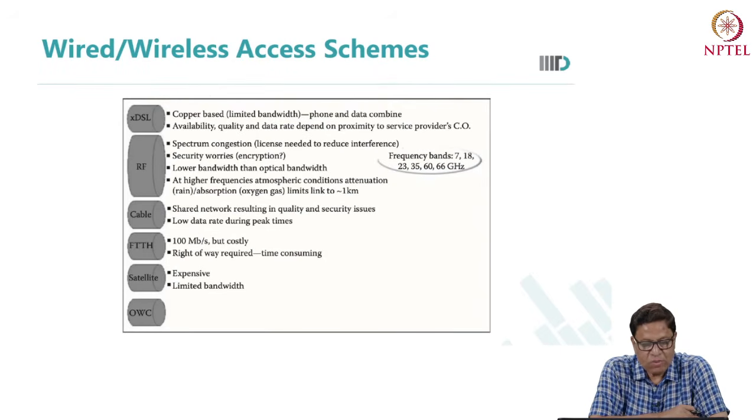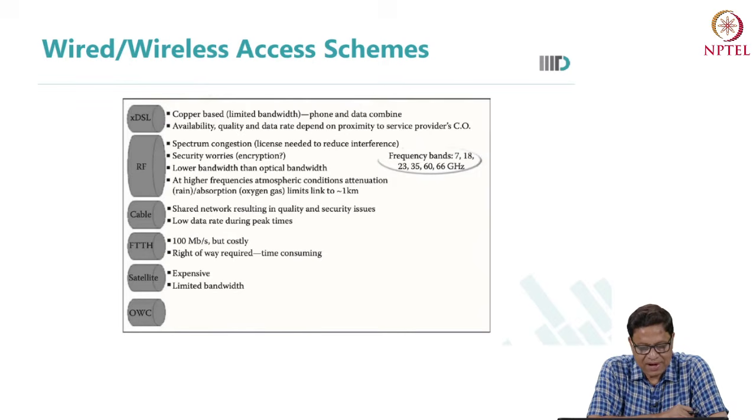So let us now understand what are the existing wired or wireless access schemes. Now we have so far understood the requirements of beyond 5G and IoT, and let us see what are the existing wired or wireless access schemes. So one of the wired schemes is xDSL. DSL stands for Digital Subscriber Line. It's a copper-based technology. It has very limited bandwidth, where you combine the phone and the data onto the copper network. And the quality of the signal actually depends on how close you are to the central office.